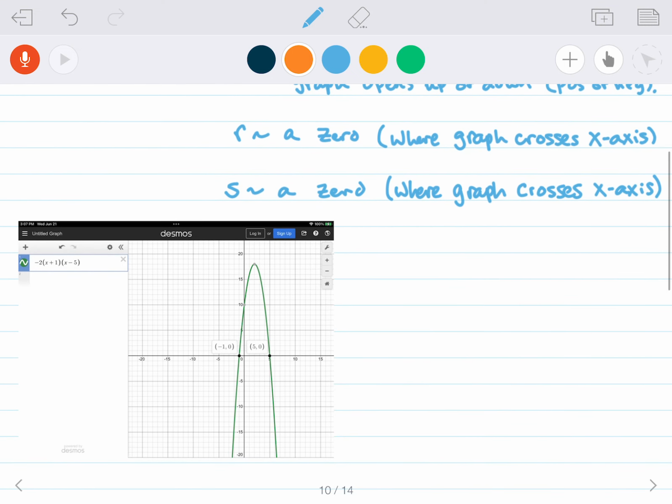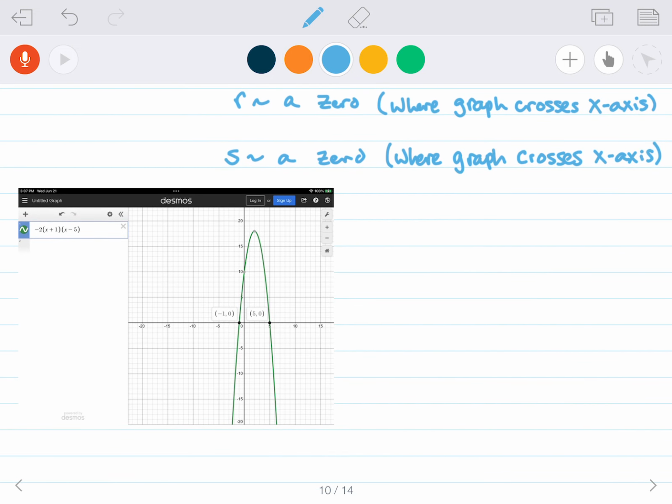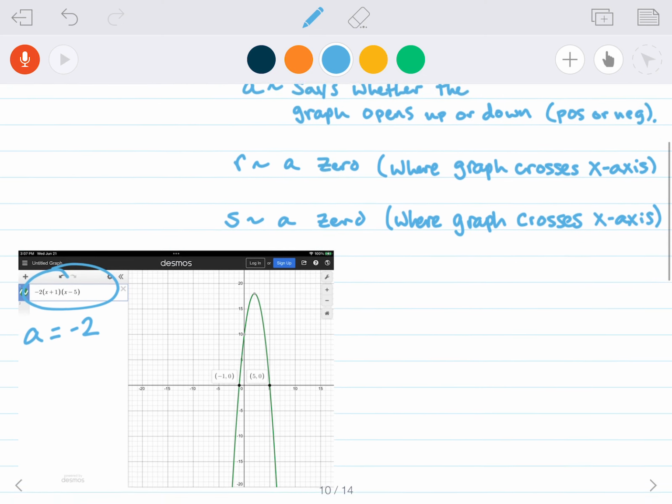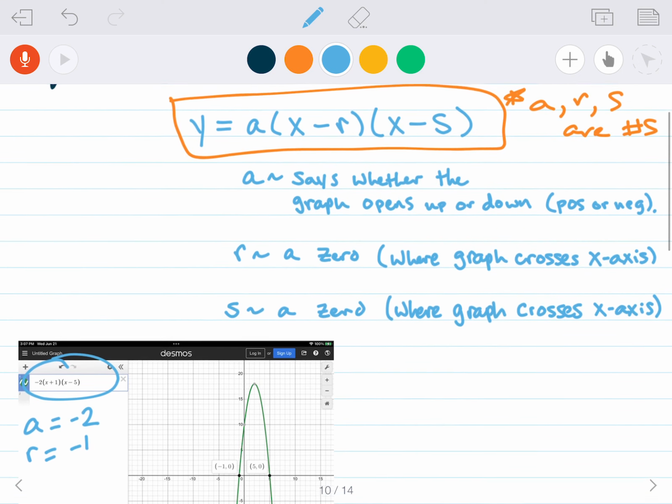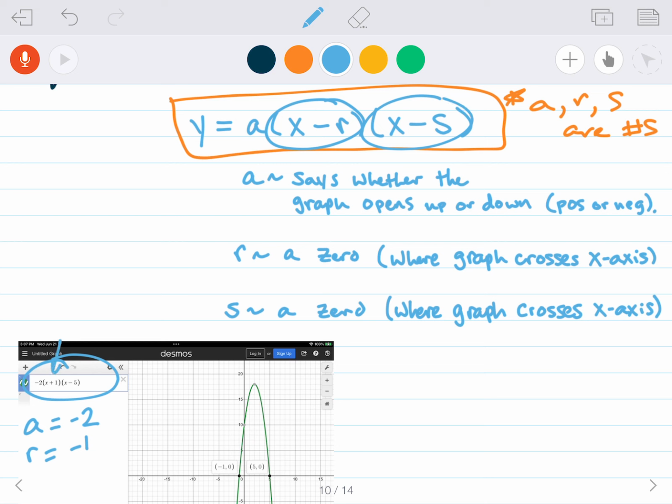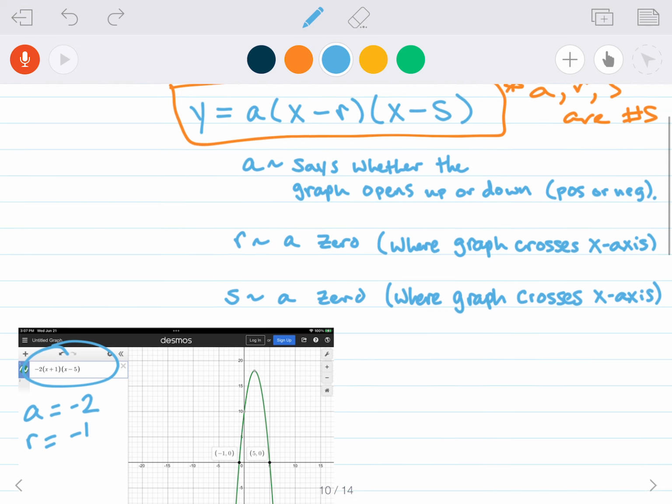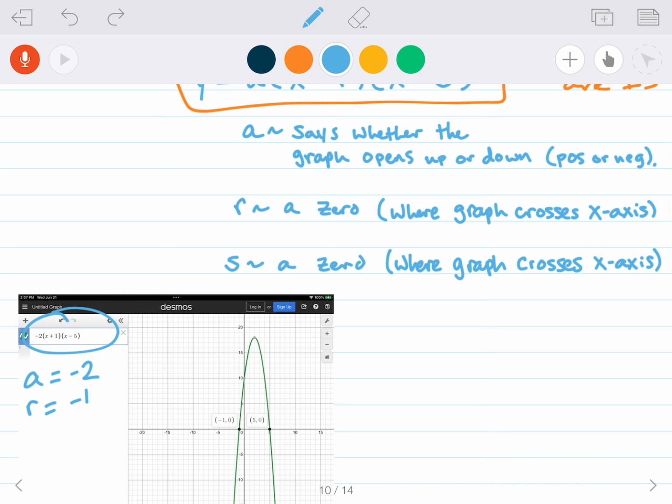So let's look at this example right here. We have a function in factored form. Here, A is going to be negative 2, because that's the number in the very front. Our R is going to be negative 1, because again, it's the opposite of what you see. Our base form has 2 negatives, so in order for this to get positive, the R would originally have to be a negative. So R is going to be negative 1. Again, you can think of it as just the opposite of what you see. And S is going to be 5.